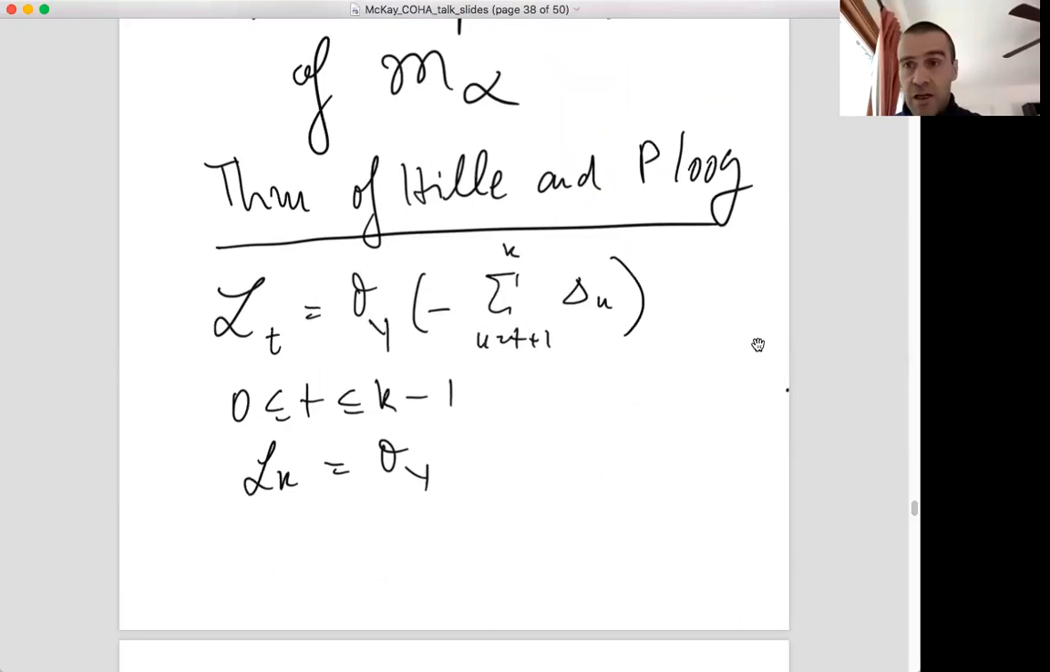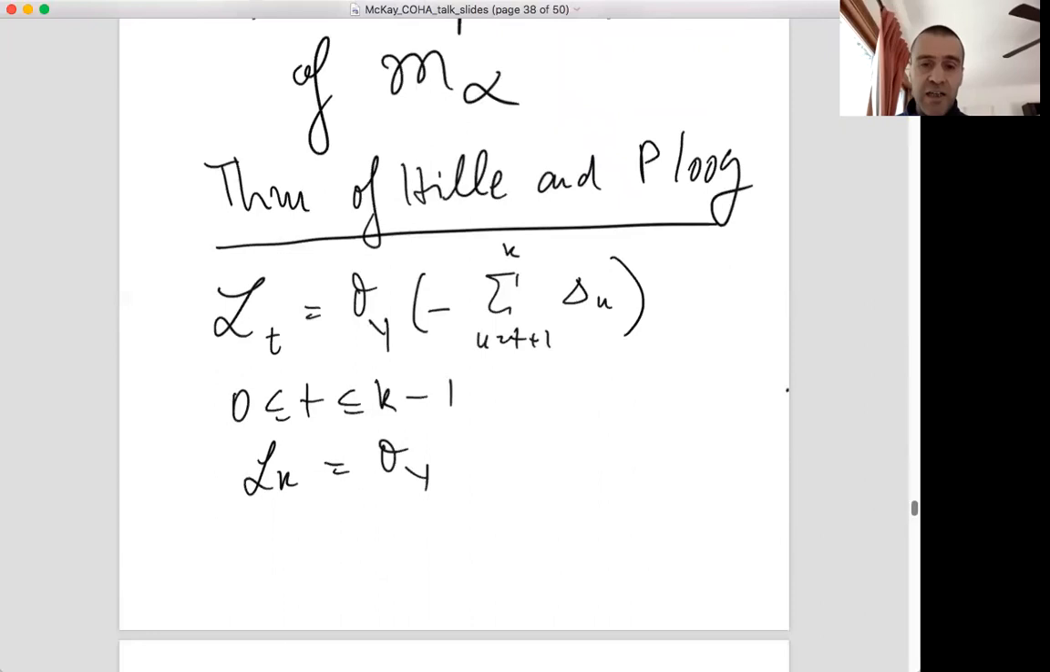Since I have at least 10 minutes to talk about this, we found it very useful that there is a result of Hille and Plug, or perhaps Seele, I don't know. I think they're German. And it's a categorical result, which is a tilting kind of result. So let me just try to formulate the result.